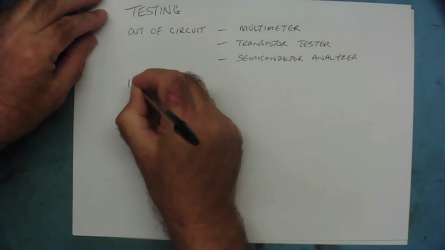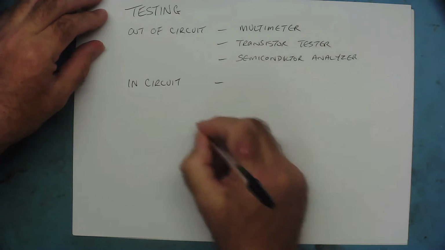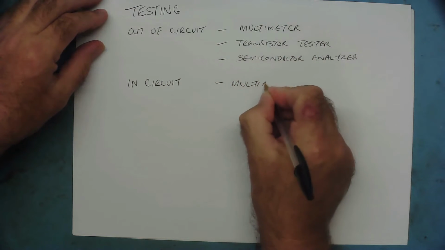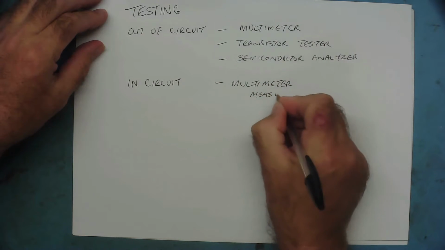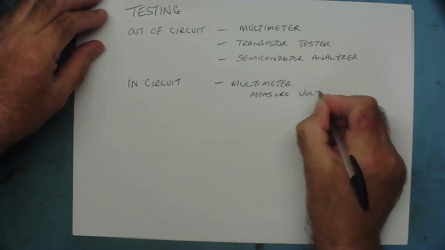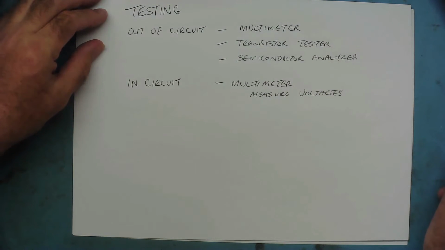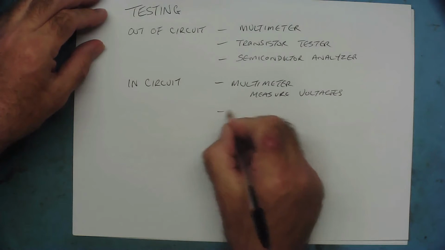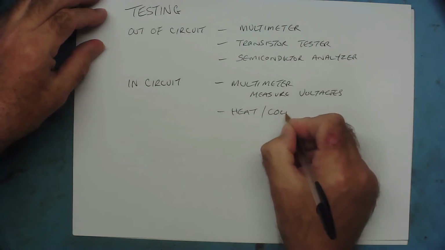In circuit, we can again use a multimeter to measure voltages. This will give us a good indication if a transistor circuit is working or not. Also in circuits, we can use heat and cold.